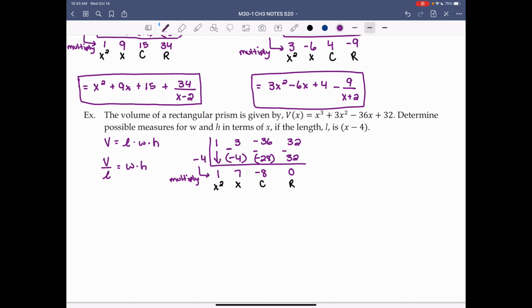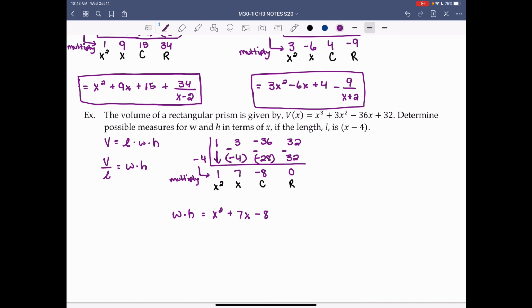So the polynomial we're left with would be 1x squared plus 7x minus 8, and there's no remainder. This trinomial represents width times height. We said over here that if we divide the volume by the length, then we're left with width times height. And this is what we did here. We divided the volume by the length. So we have width times height equals x squared plus 7x minus 8.